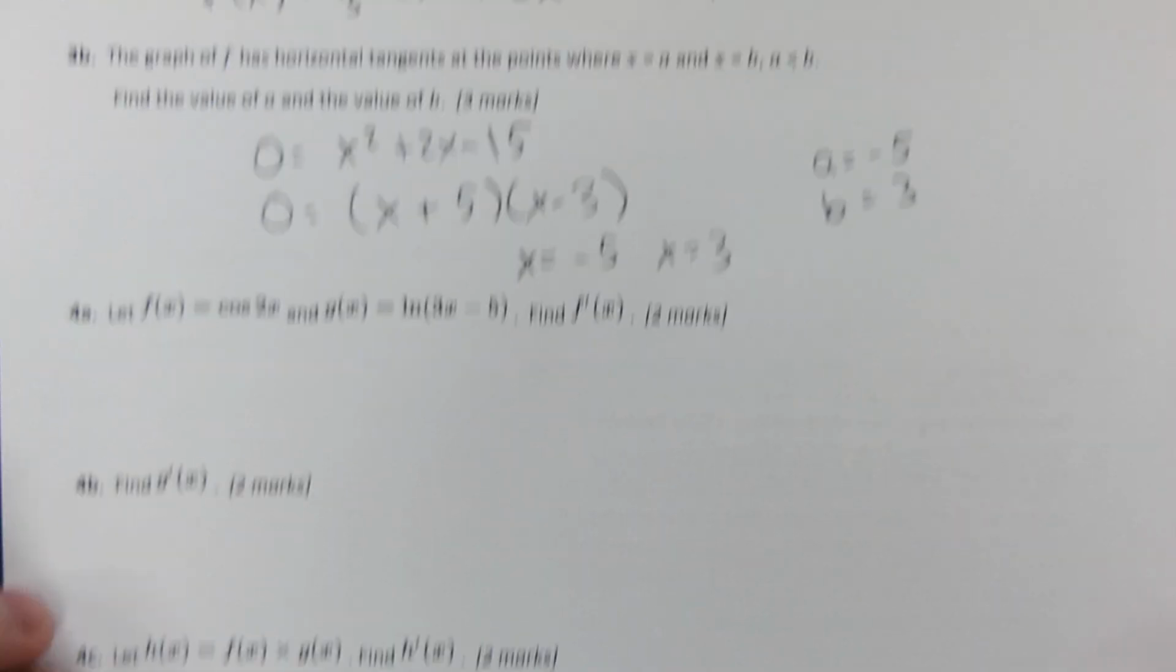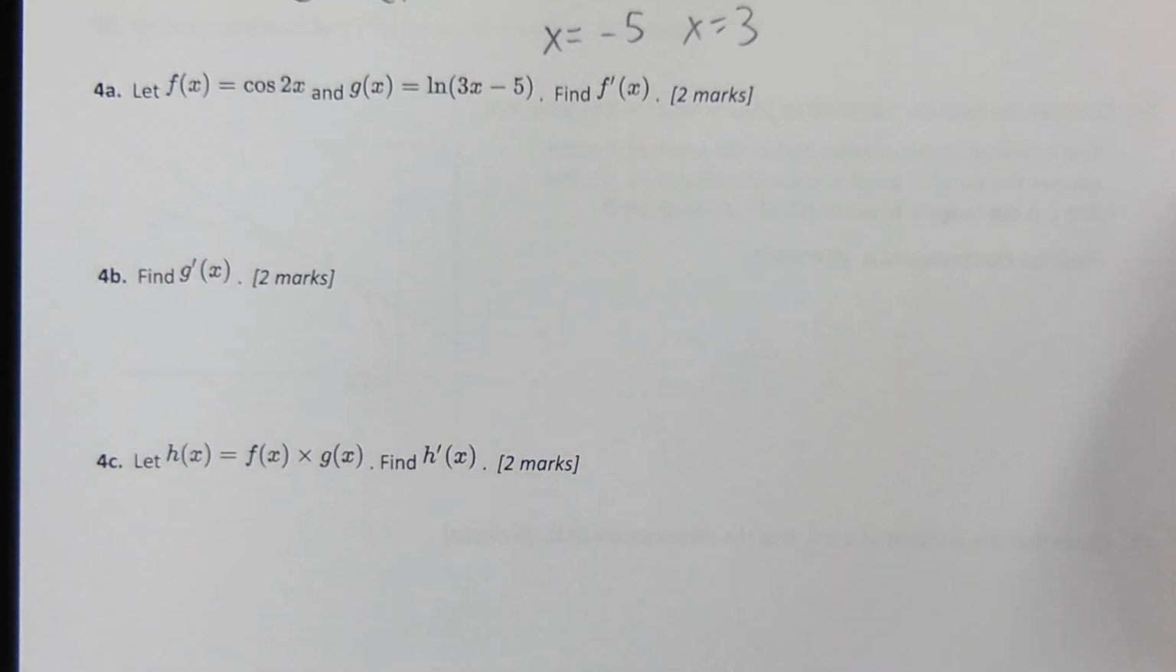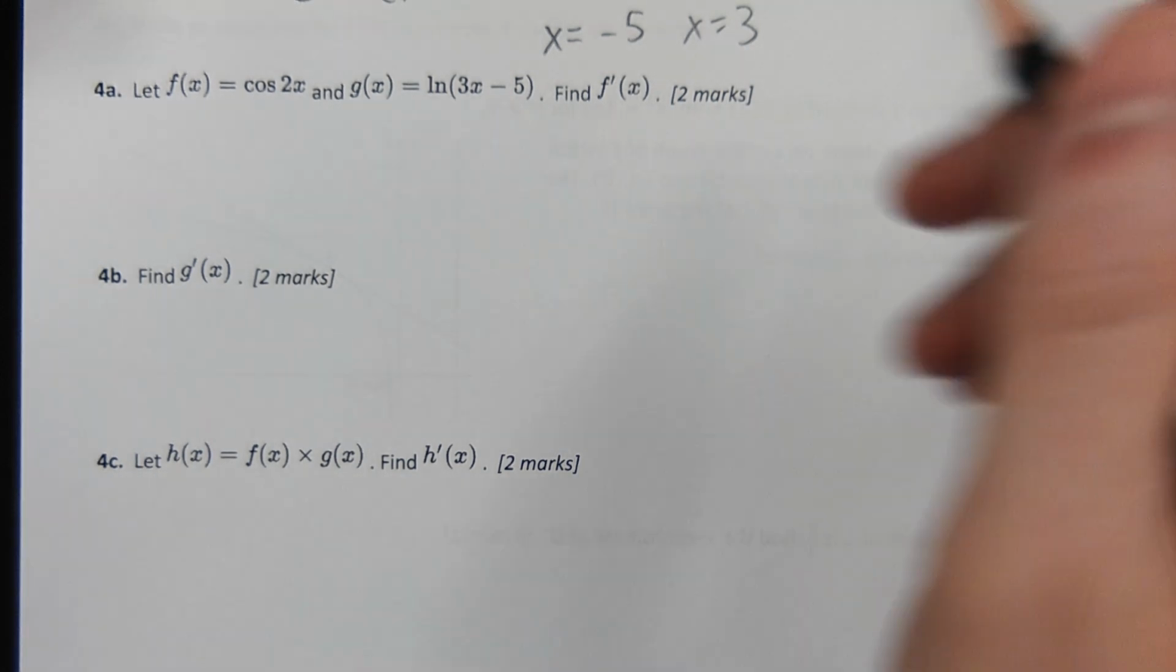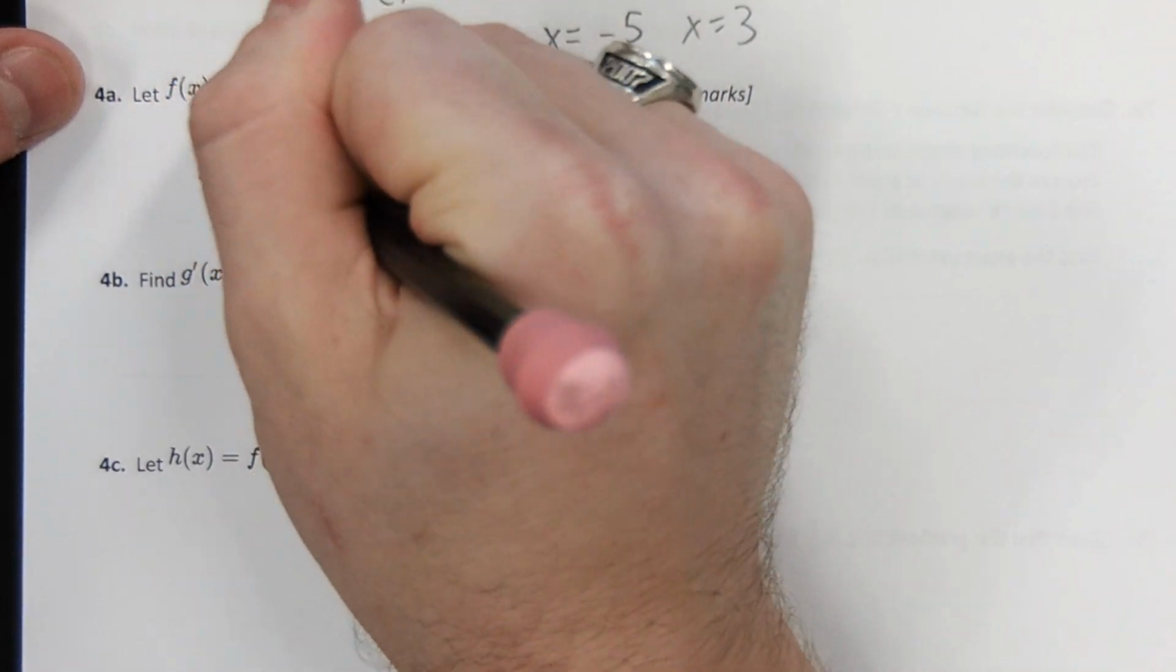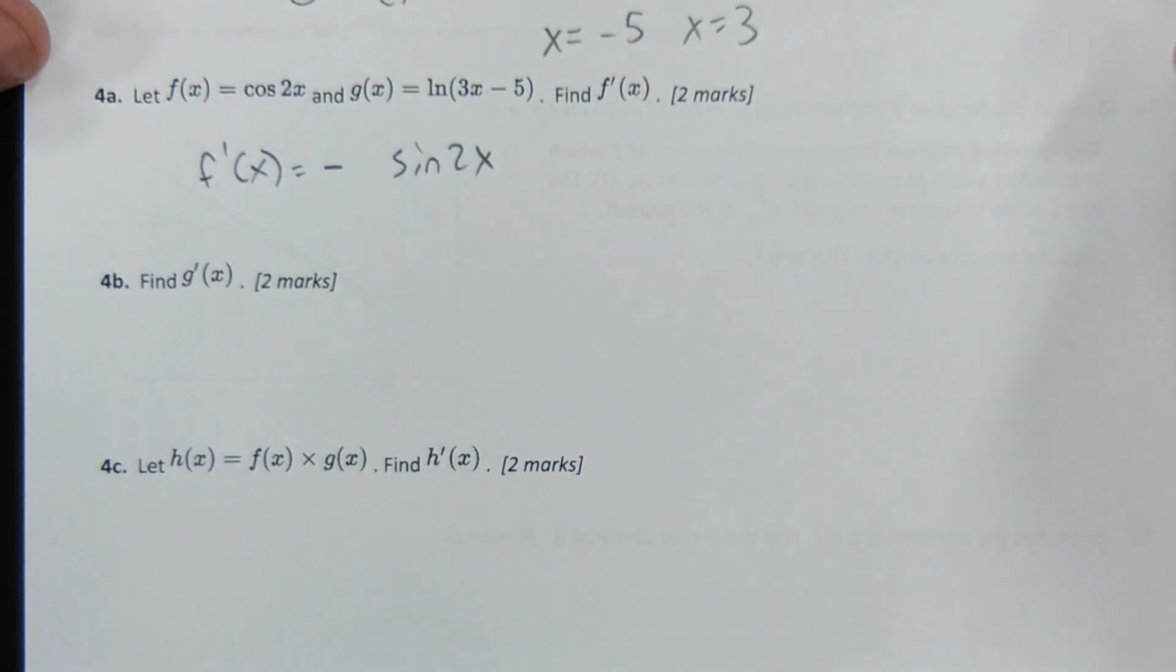Okay, next. 2 marks. Find the derivative of cosine 2x. Why do you think it's worth 2 marks and not just 1? Because there's 2 skills. Chain rule is the second skill. Derivative of cosine is negative sine. The chain rule says times the derivative of the inside. It's 2 skills. That's why it's 2 marks. Done.